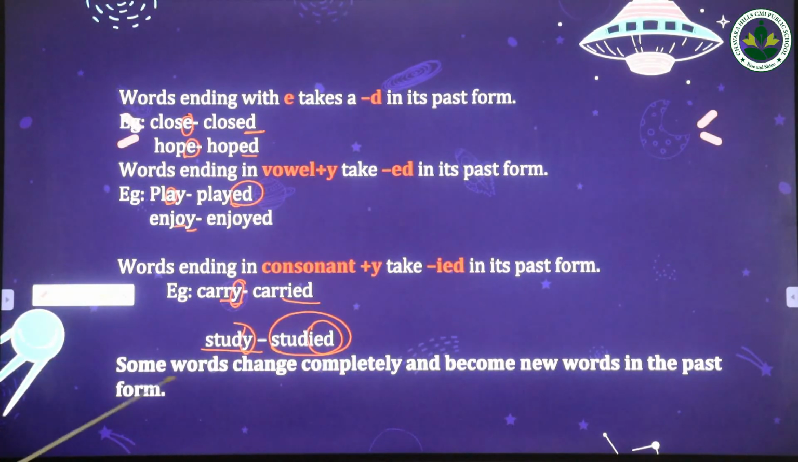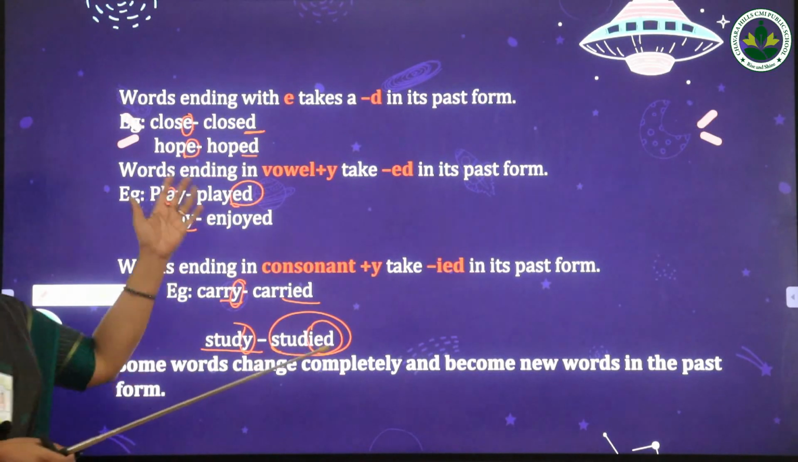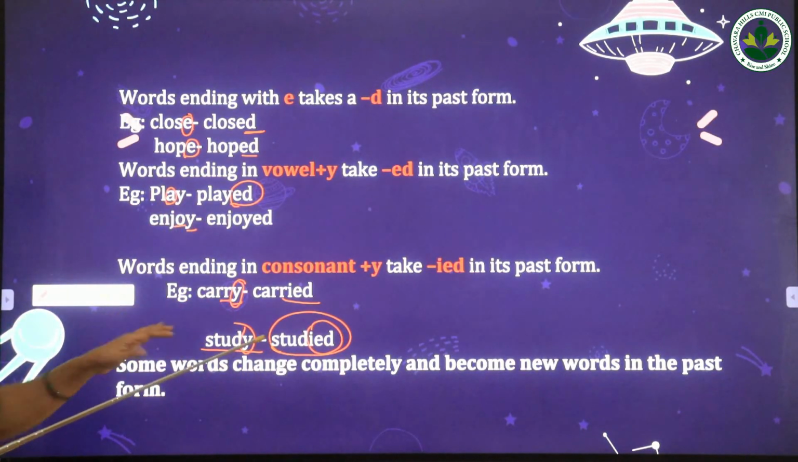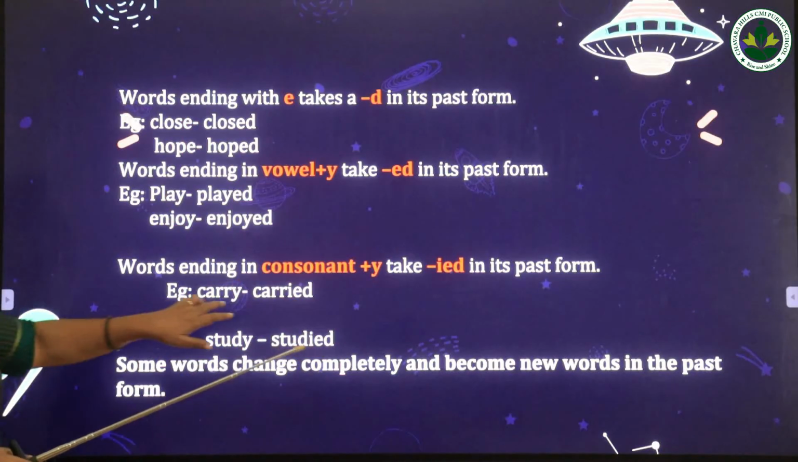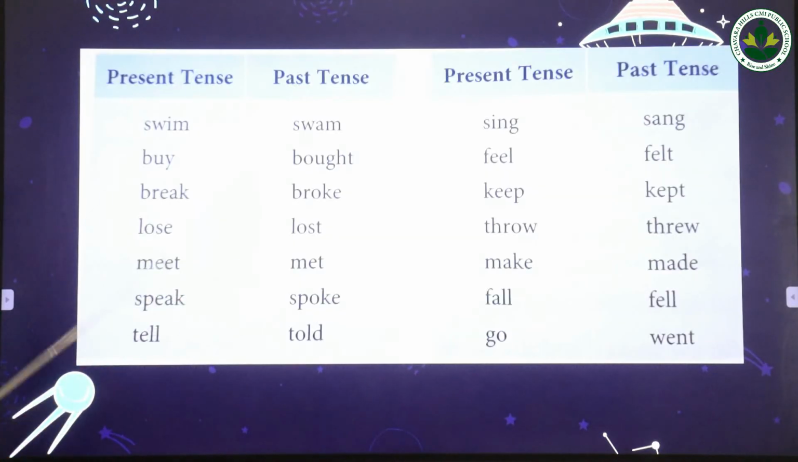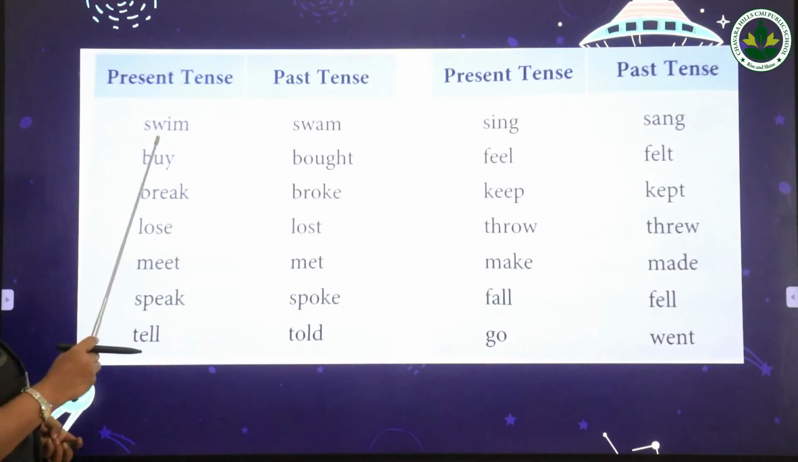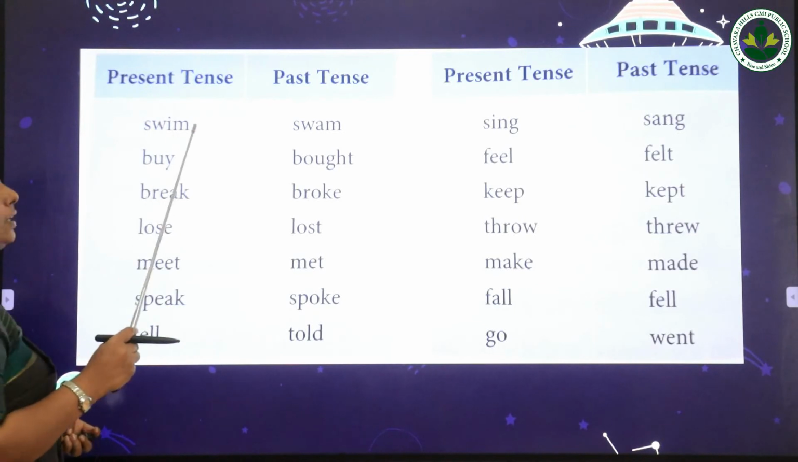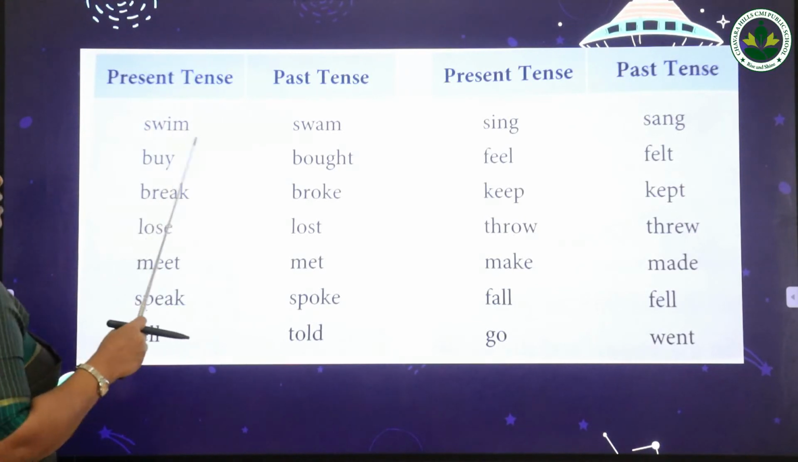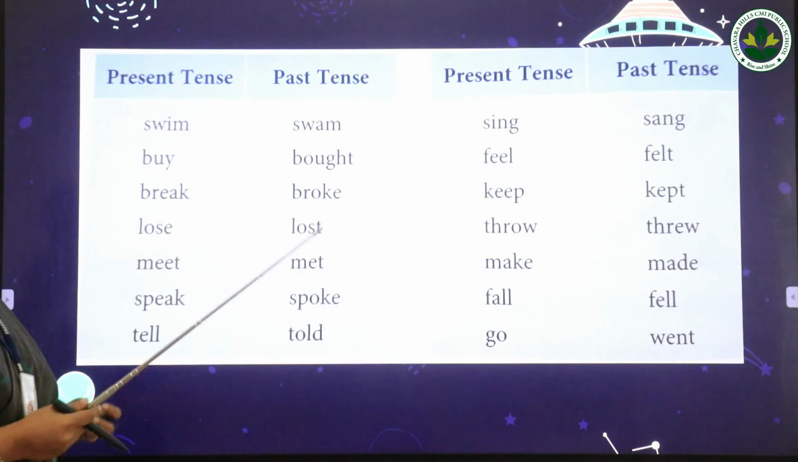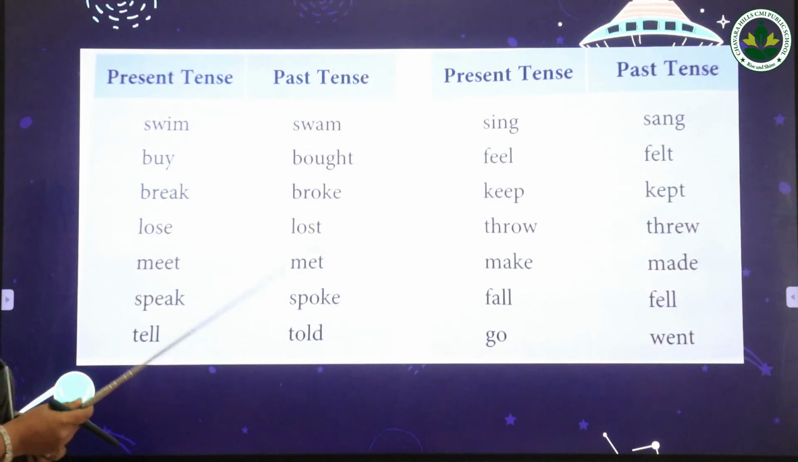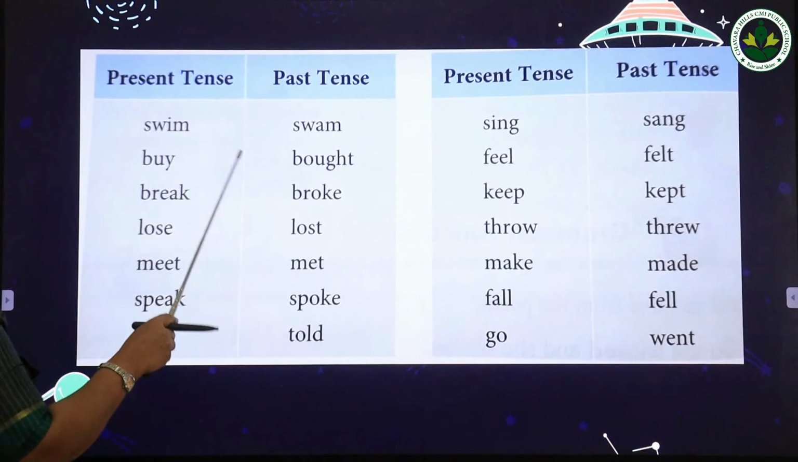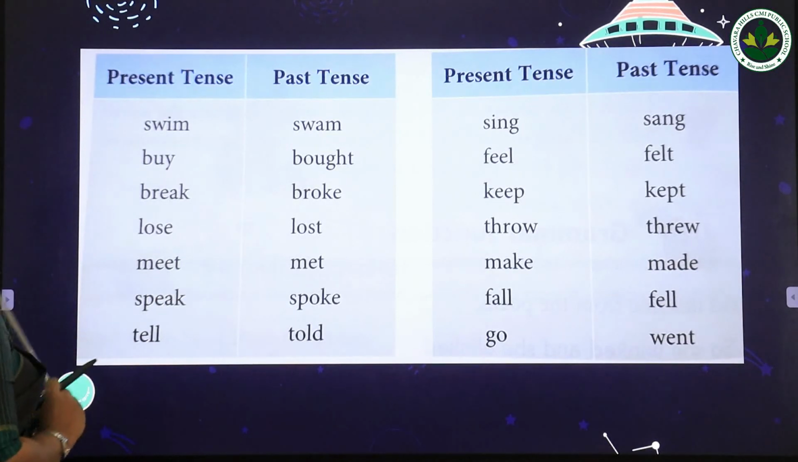Okay. So, some words change completely and become new words in the past form. So, these rules are not applicable to all the cases. There are some changes, so some exceptional cases are also given here. See, the present tense is swim, and we don't get the past form by adding D, ED or IED. The past form is different from the present form.